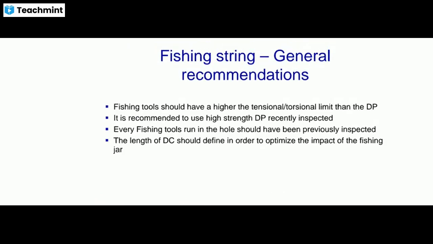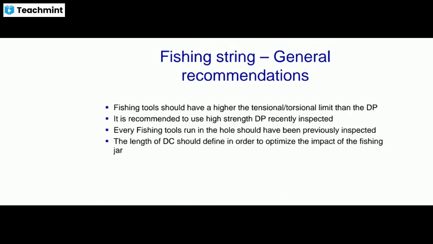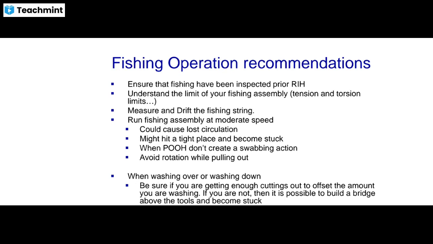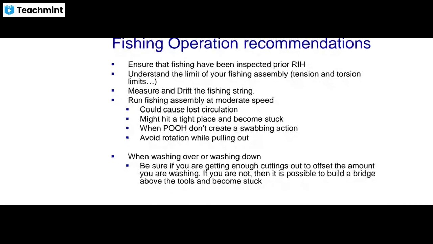Then fishing string general recommendations. The fishing tool should have a higher tension and torsional limit than the drill pipe. It is recommended to use high strength drill pipe that is recently inspected, and every fishing tool run in the hole should have been previously inspected. The length of the drill collars should be defined in order to optimize the impact of the fishing job. So these are the fishing string general recommendations. Then we can see the full recommendations.